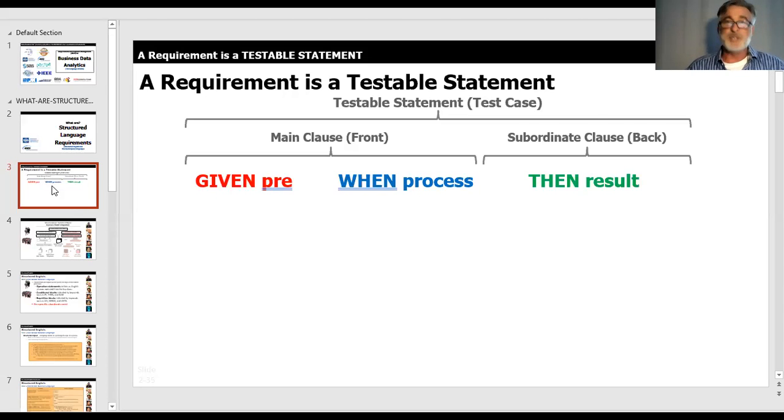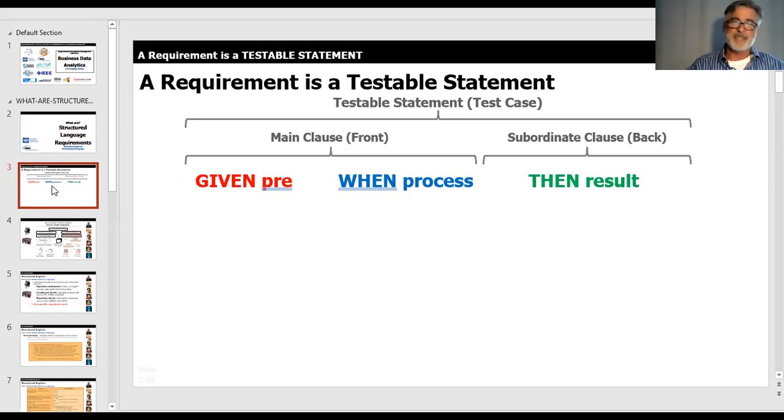But nobody tells you that. Nobody says, oh, by the way, all these requirements are subordinate clauses, and that you, the analyst, have to figure out the front side or the main clause. They don't always tell you that. And then a lot of times they write them backwards.